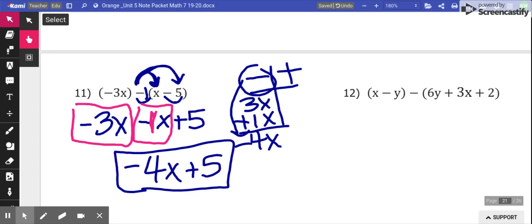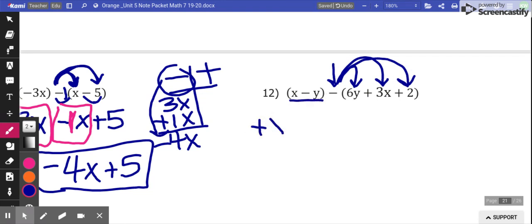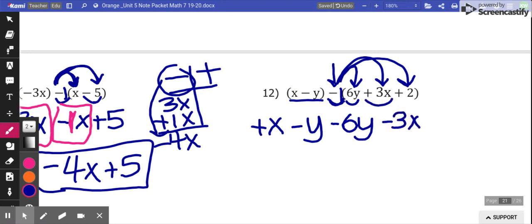Okay, looking at this next one. There is a minus sign in front of the parentheses. We have to distribute that to every single term after it. So I'm going to bring down my first expression, which is positive x minus y, and then I'm going to start distributing a negative 1. So negative 1 times 6y is negative 6y. Negative 1 times 3x is negative 3x. Negative 1 times a positive 2 is a negative 2.